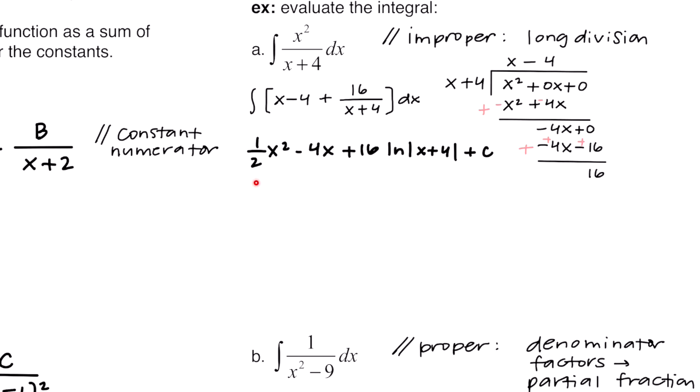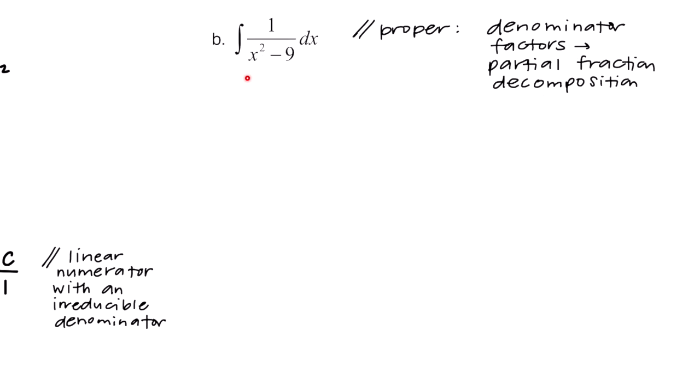So here's our final answer. We have 1/2 x squared minus 4x plus 16 times ln of the absolute value of x plus 4 plus c. For this example, we have the integral of 1 over x squared minus 9 dx.